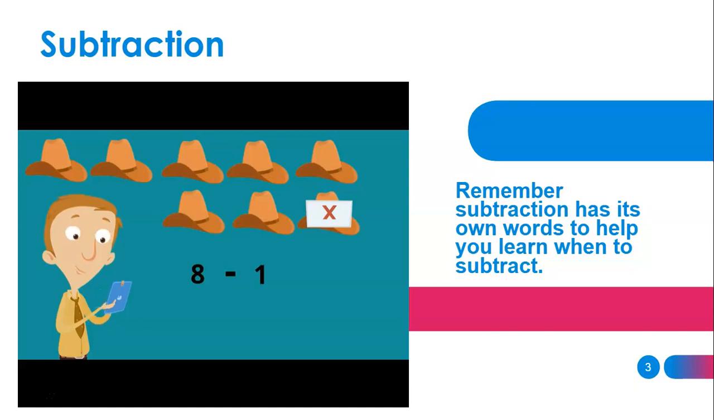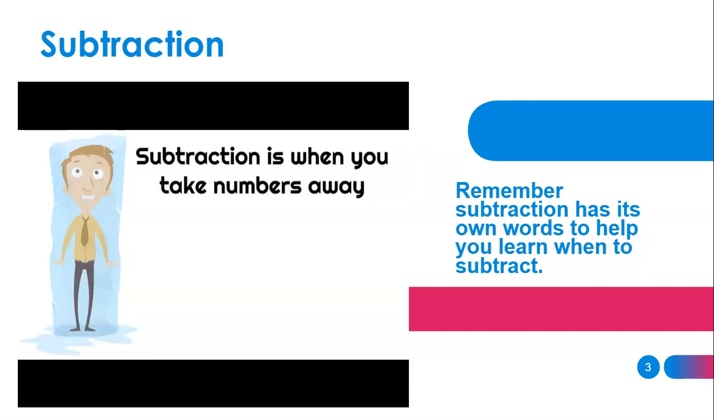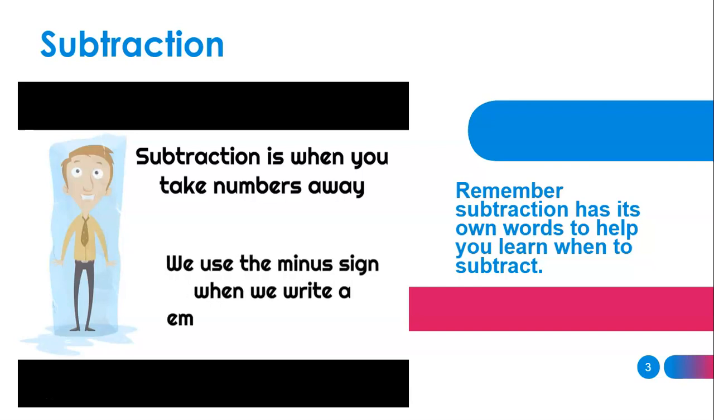If it helps, you can just count how many hats I have left. What is 8 minus 1? Yeah, 7. 8 minus 1 is 7. Now I have 7 hats. Remember, subtraction is when you take numbers away. And as you might have noticed, we use the minus sign when we write a subtraction problem. You can see it right there in the middle. It's just like a dash.